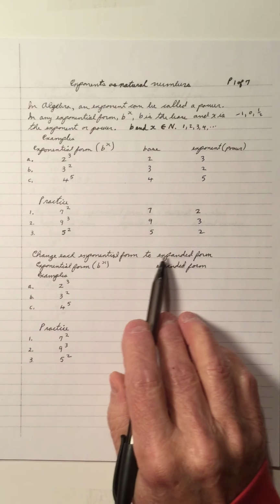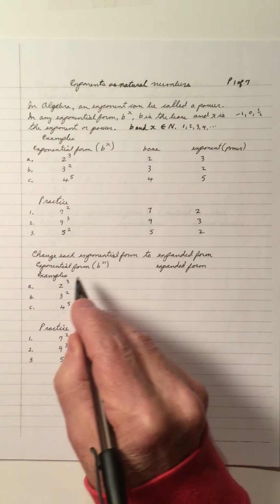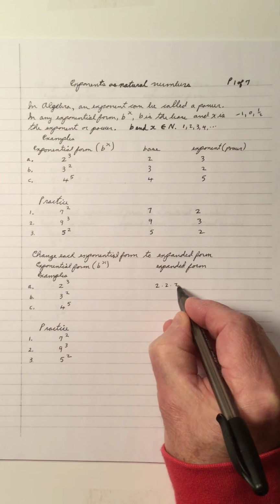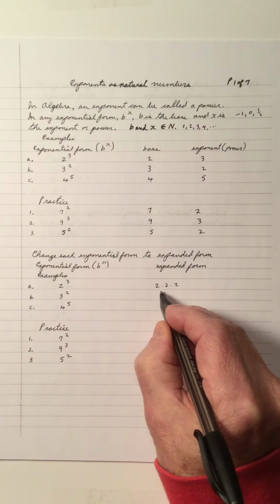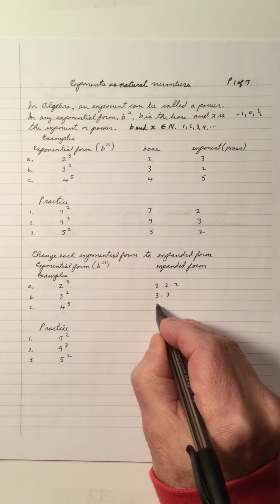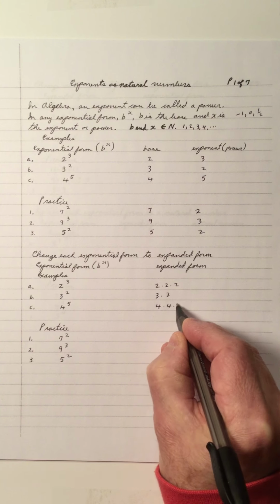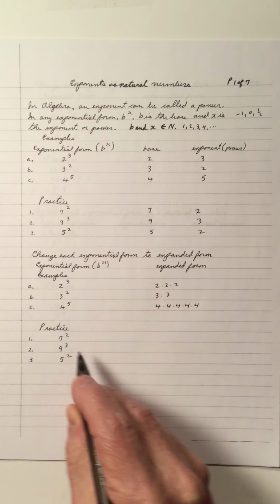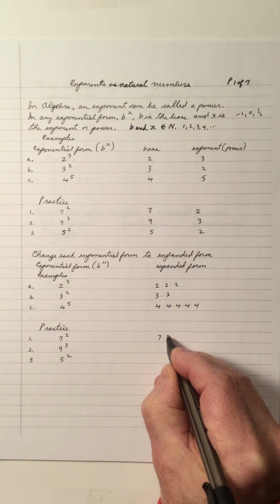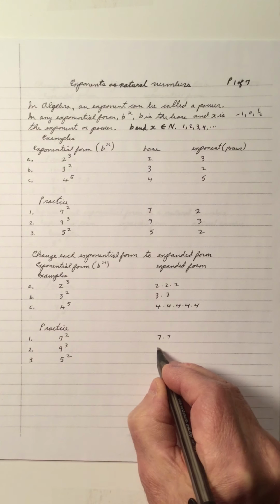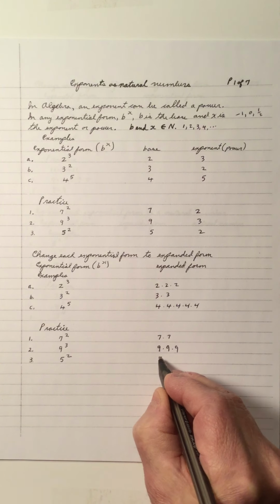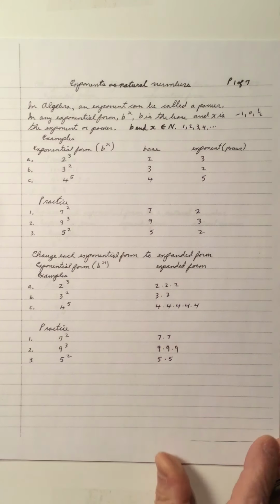Change each exponential form to expanded form. The exponential form b to the x, 2 to the 3, expanded is 2 times 2 times 2, three 2's. 3 to the 2 is 3 times 3. 4 to the 5 is five 4's multiplied together. Practice. 7 to the 2 is 7 times 7, two 7's. 9 to the 3 is three 9's. And 5 to the 2 is 5 times 5, two 5's.